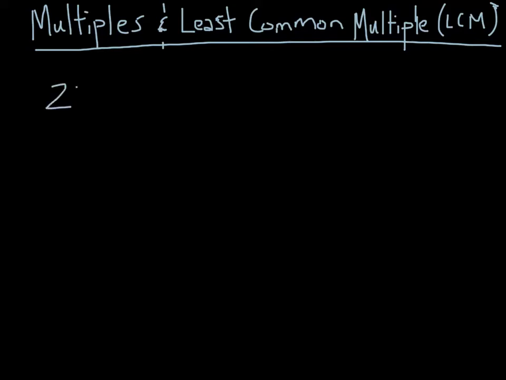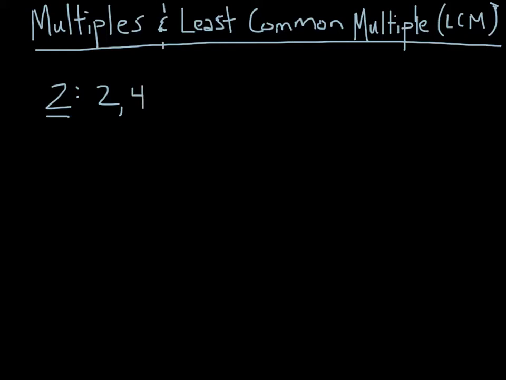Let's take the number 2. The multiples of 2, well, the first multiple of 2 would be the number itself. Think about multiples being numbers that the number you're thinking about, in this case 2, can multiply into, and that's where we get the name multiples. So the first one would be 2, because every number can multiply into itself one time. So the first multiple of 2 would be 2.